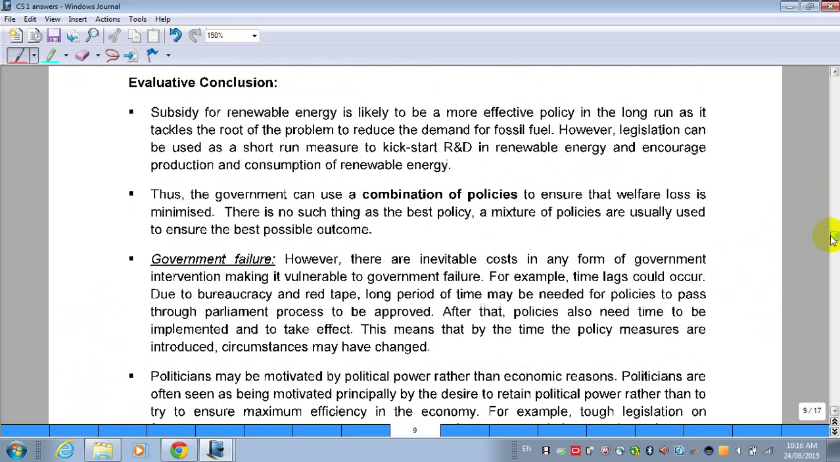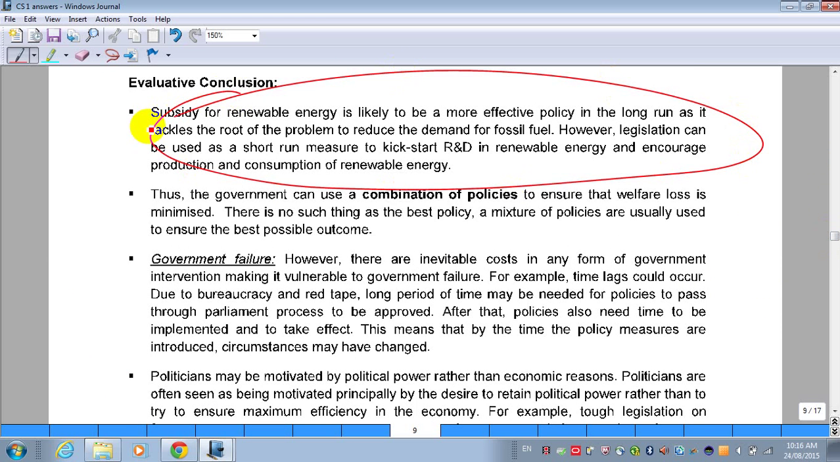I know that I say you can give clever comments as a whole, but when they ask you for which is the best, then you better answer the question and tell them which is the best. So for this, what they did was they said that subsidy for renewable fuel tackles the root of the problem by reducing the demand for fossil fuel. Okay, it is more effective in the long run. Legislation is more a short run measure. So a lot of the times you can talk about short run versus long run. Okay, you can talk about that, right?